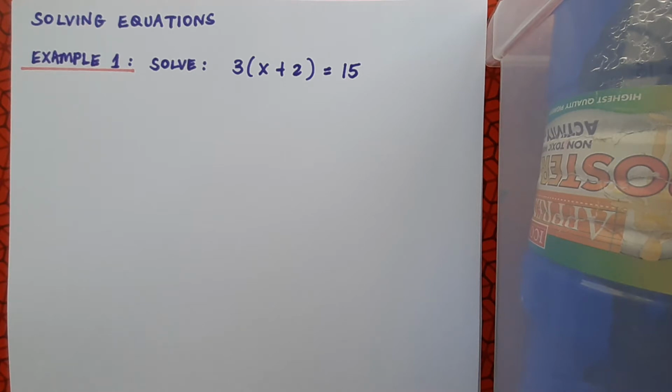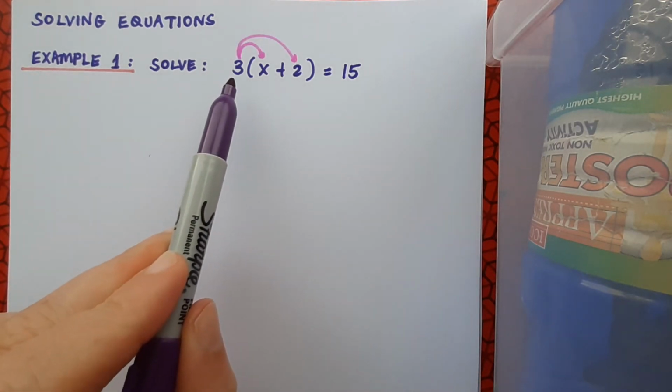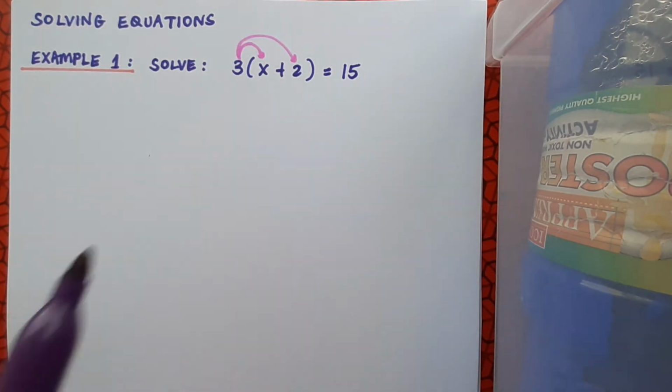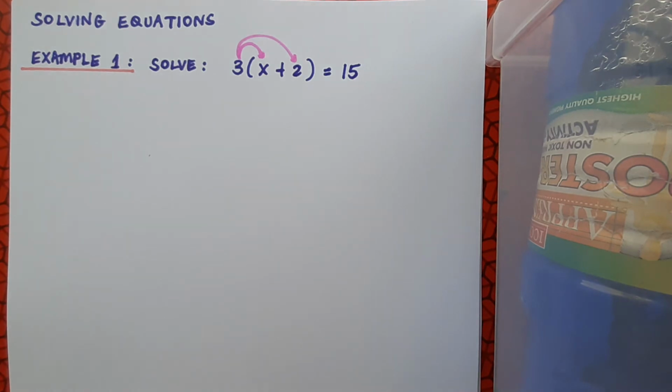Like I said, there's brackets in these questions. The first job that we're going to have is to expand the brackets. Remember that whatever is directly in front of the bracket is multiplying into the bracket. In this case, we have 3 in front of the bracket, and it's multiplying by each of the terms inside. So I'll multiply 3 by x to get 3x, and 3 by plus 2 to get plus 6.